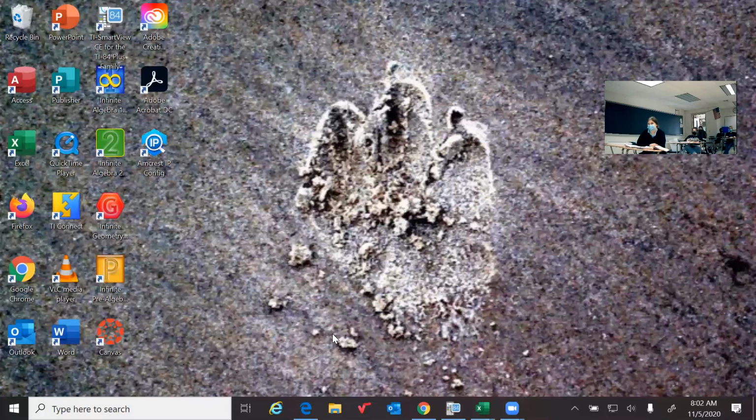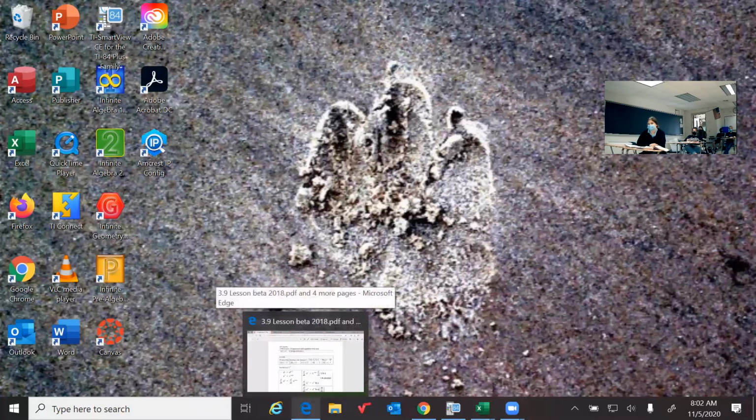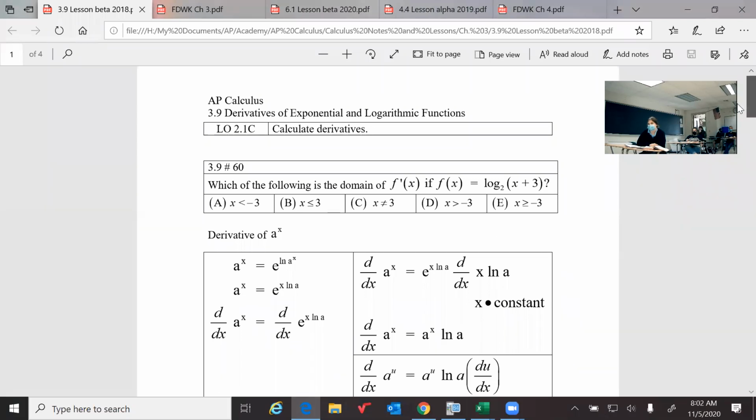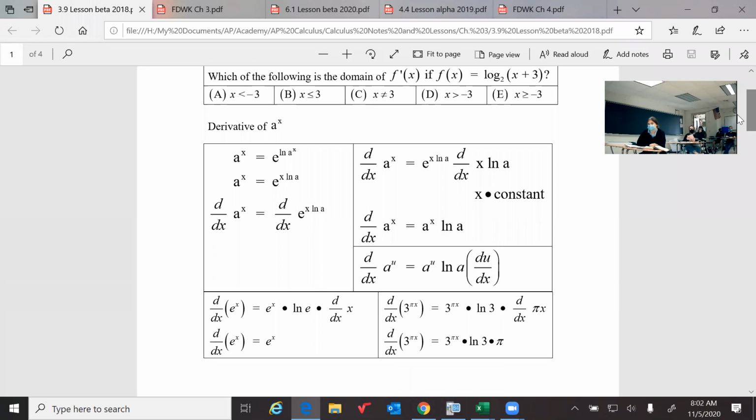So this is the 3-9 beta lesson. I'm just going to remind you, this is where we left off on Monday. This is exponential, okay? The derivative of a to the x. Well, that's the big picture.